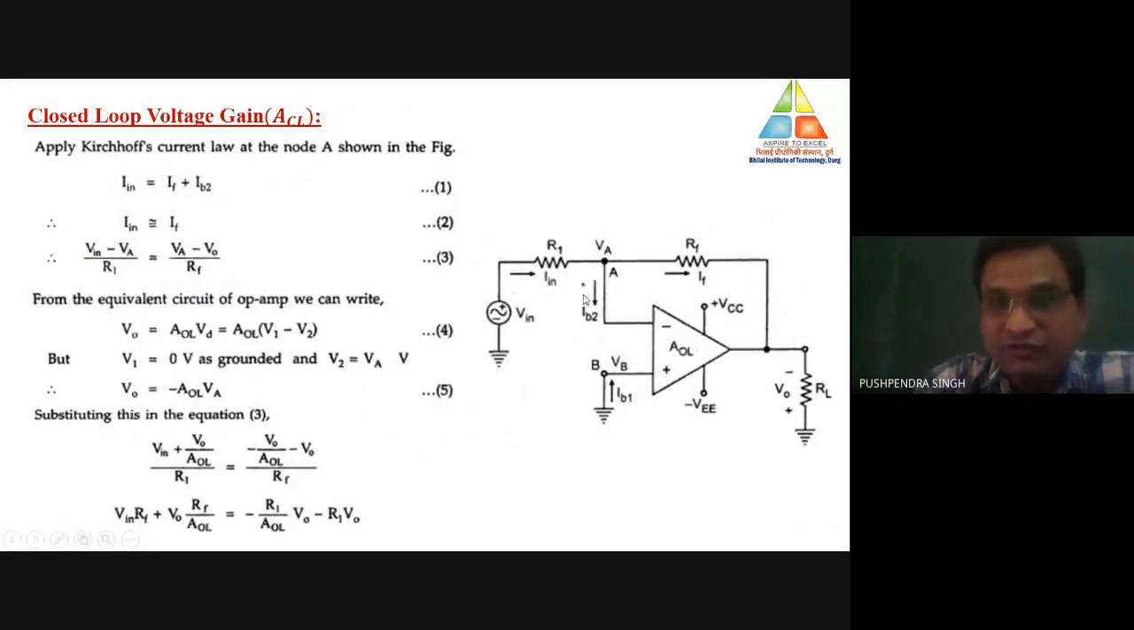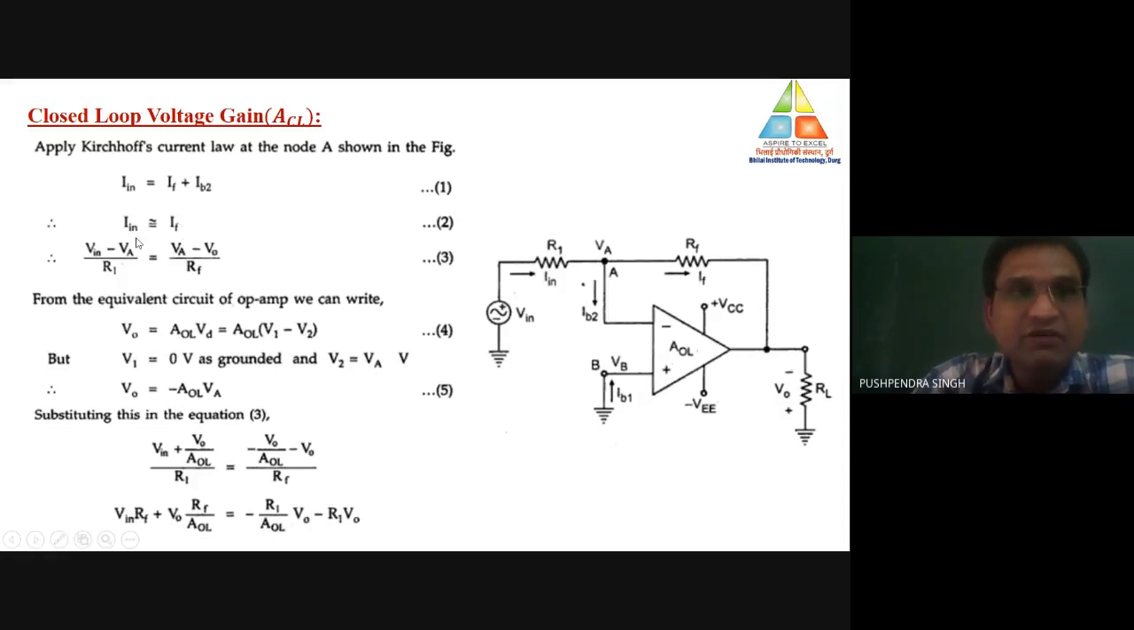So based on that, what is the value of IB2? IB2 is the input current of the operational amplifier. So the value of IB2 is equal to 0. Why 0? Infinite resistance is at the input terminal of the op-amp. So IB2 is 0. From equation number 1, what is the value of IN? IN is equal to IF.